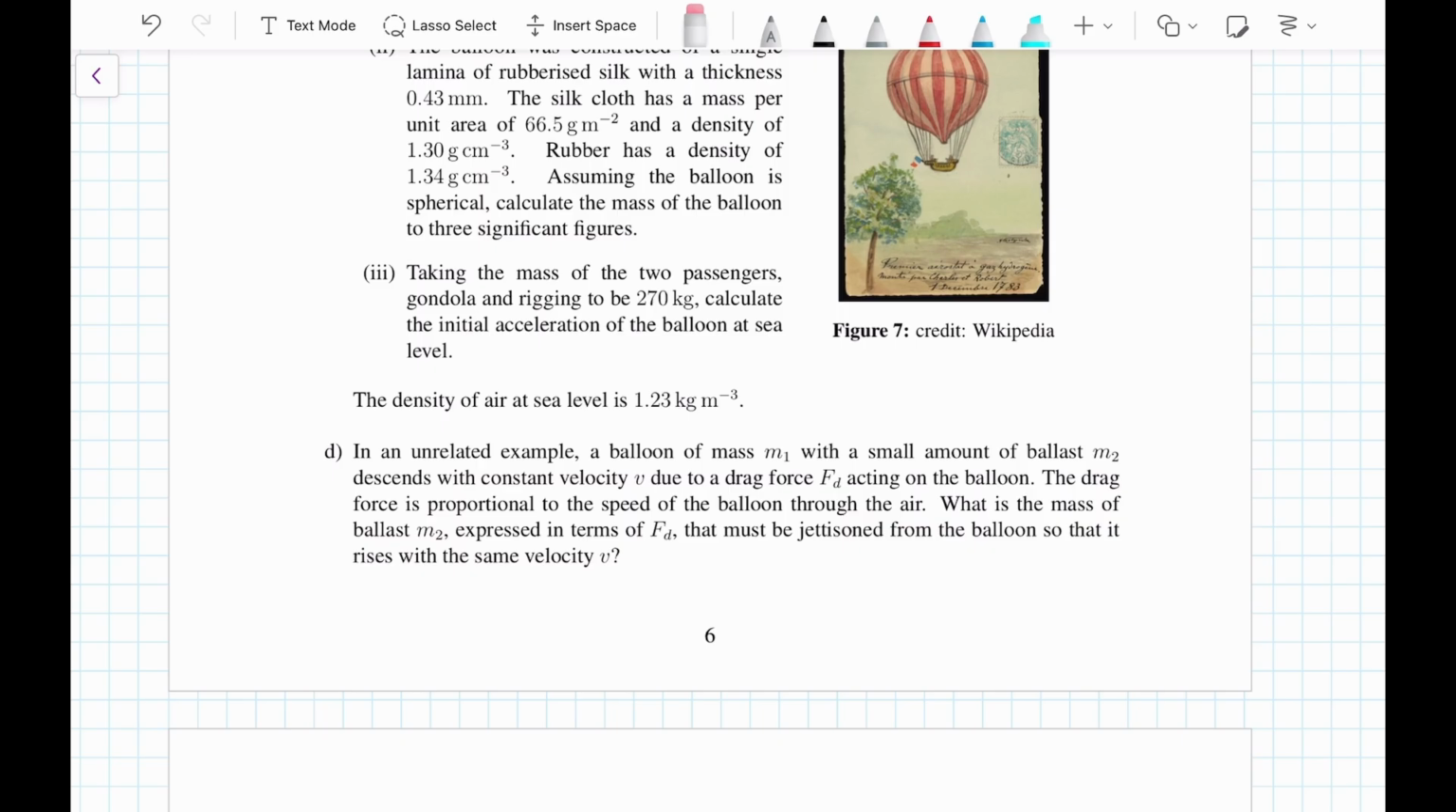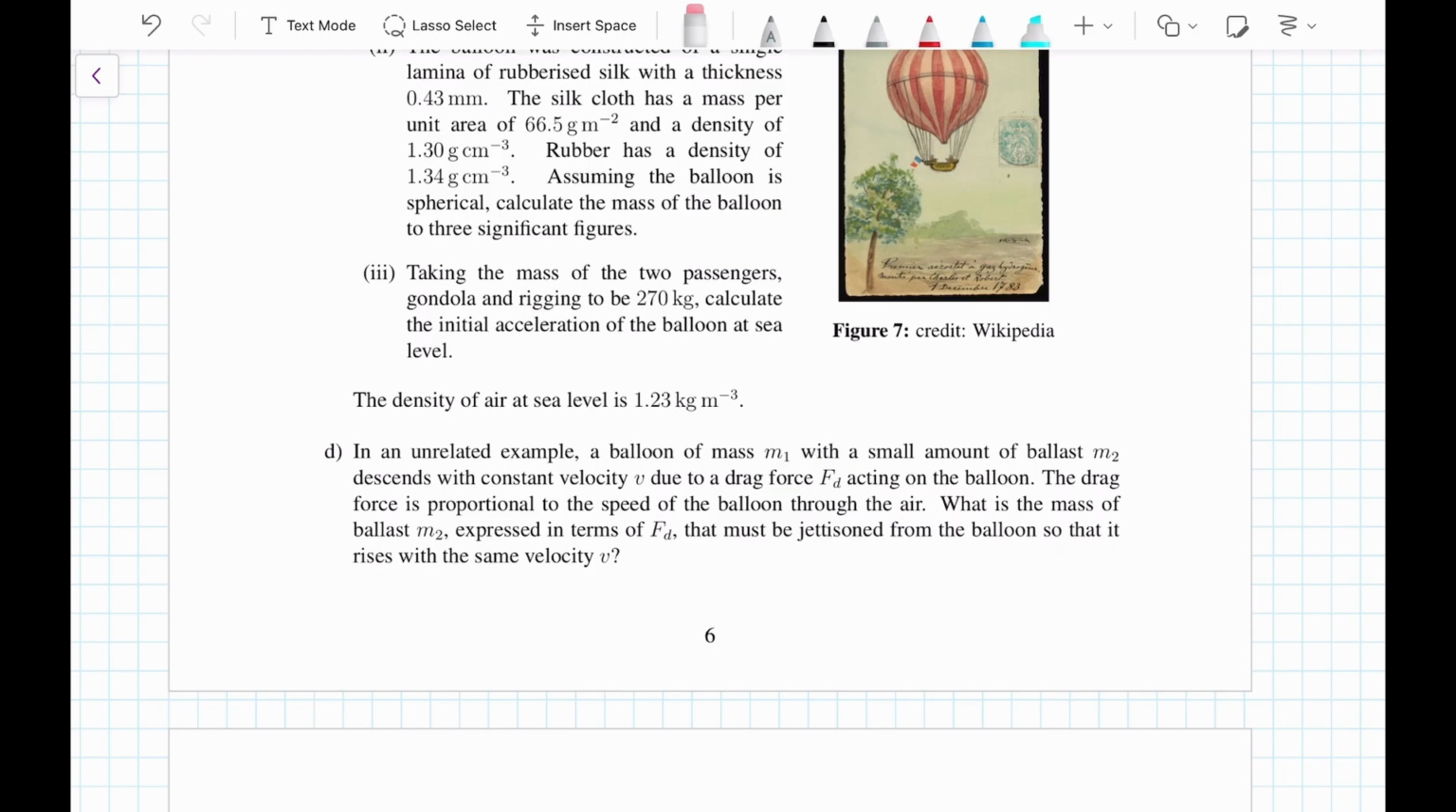What is the mass of ballast m2, expressed in terms of Fd, that must be jettisoned from the balloon so that it rises with the same velocity v? So initially there is a balloon that is essentially descending through air at a constant velocity, and we want to calculate the extra mass m2. It says m2 is jettisoned from the balloon, so I suppose it's basically dropped from the balloon, such that it allows the balloon to rise with the same velocity v.